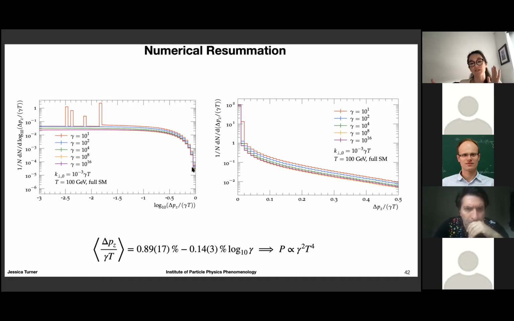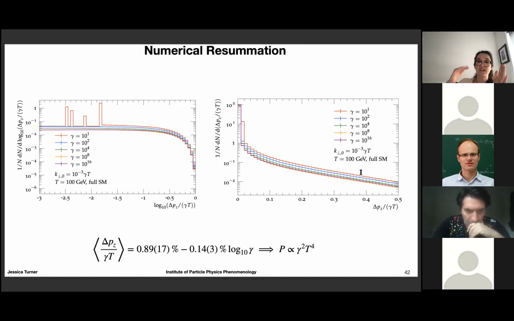The left and right plots are just the same. They just show histograms of the average momentum transfer. It's just in the log scale, you can see some interesting features a bit better. So what we've done here is we've varied gamma from 10 up to 10 to the 16. As you can see, the momentum transfer is relatively similar across this.